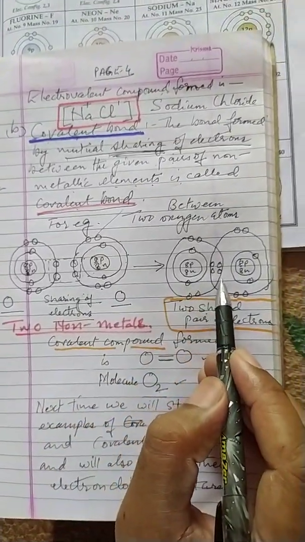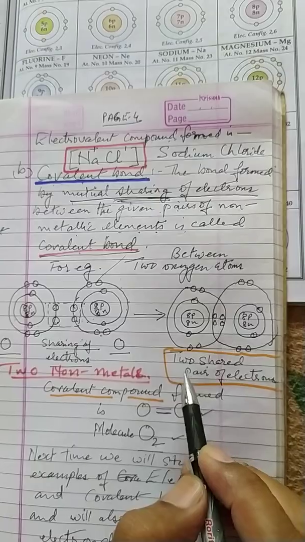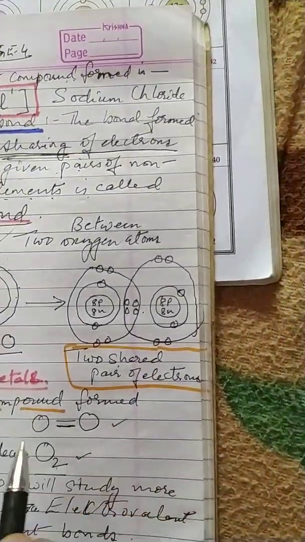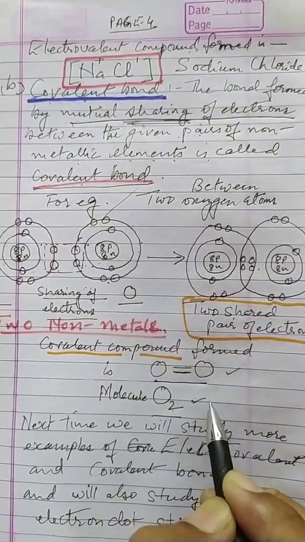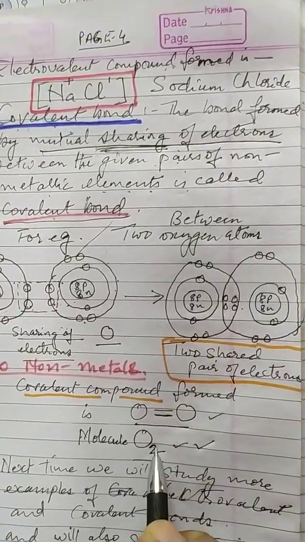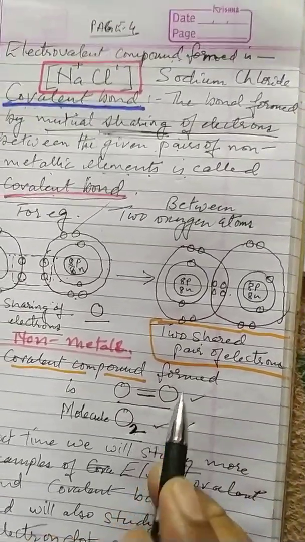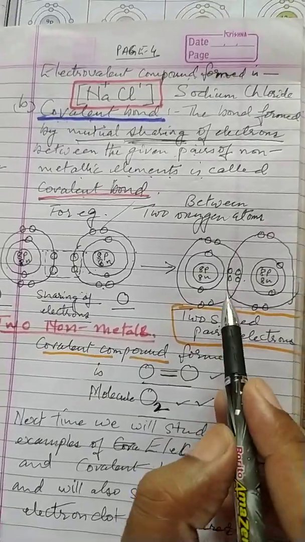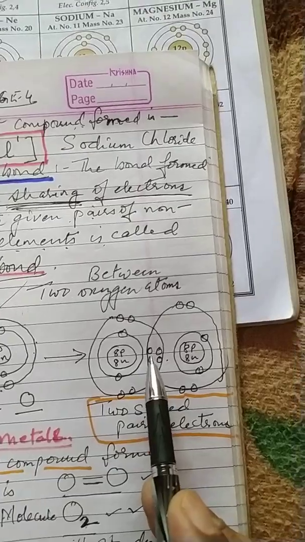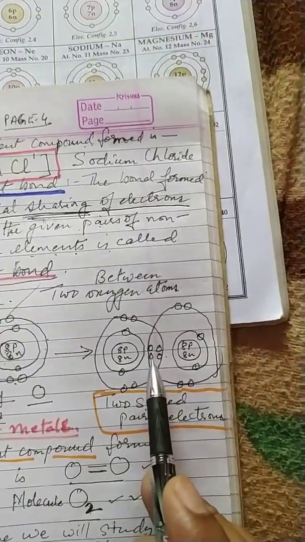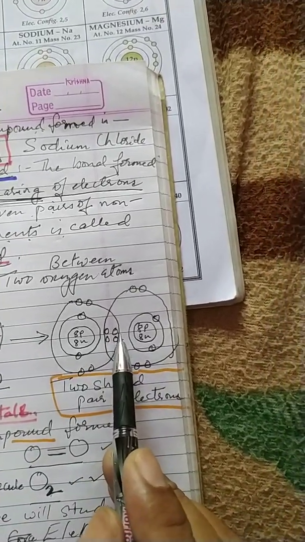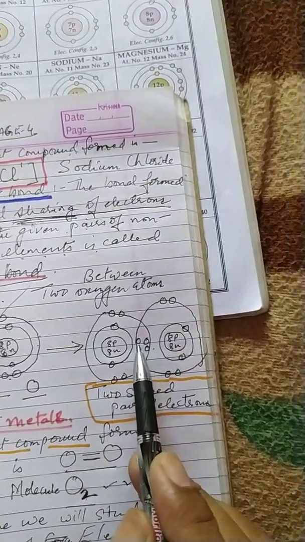So when the sharing takes place, now we see 2 shared pairs of electrons gives us a covalent compound which looks like this and which is named oxygen. So this is an oxygen molecule, oxygen compound, oxygen molecule, which is formed here in this. Again, let's see children, 2 pairs are shared. 2 electrons are shared by this oxygen atom and 2 electrons are shared by this oxygen atom. So all together 2 pairs.